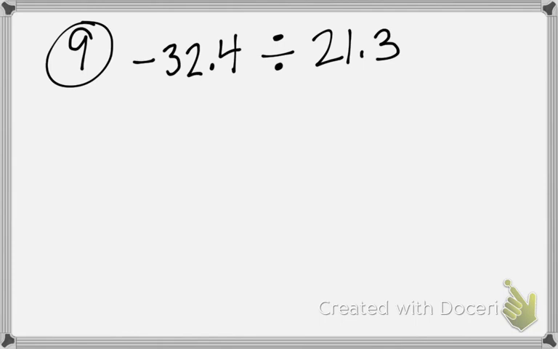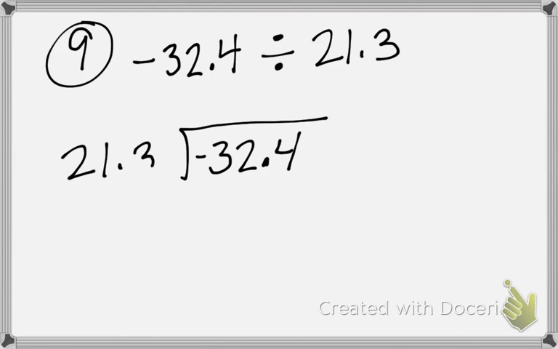Okay, next up, I've got a problem I need to rewrite here. So I'm going to rewrite it long division way. So negative 32.4 divided by positive 21.3. As you might recall, I need to move the decimal place over 1 to turn that into a whole number, which means I need to do the same thing over here.